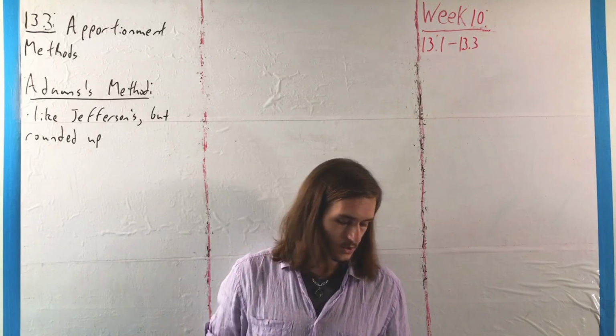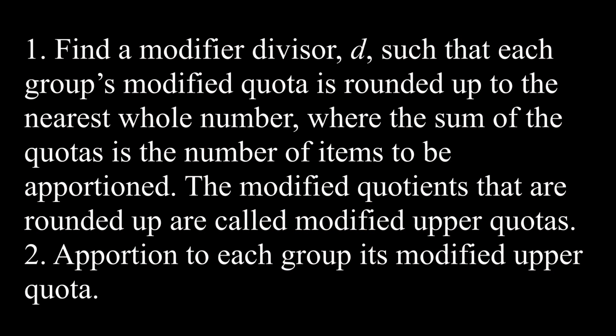So there, what you want to do is find the modified divisor D such that each group's modified quota is rounded up to the nearest whole number, where the sum of the quotas is the number of items to be apportioned. Then the modified quotients are rounded up and called modified upper quotas, where we apportion each group in terms of its modified upper quota.